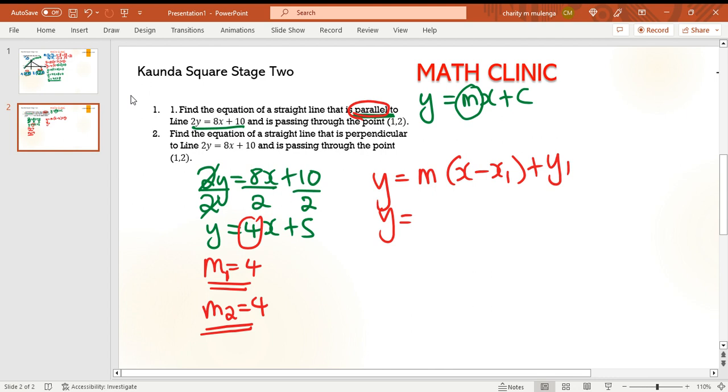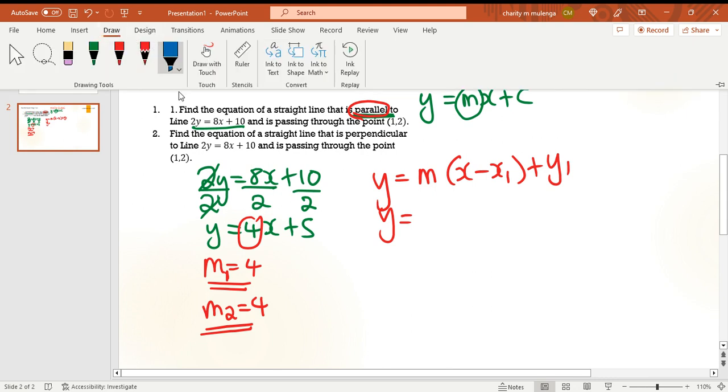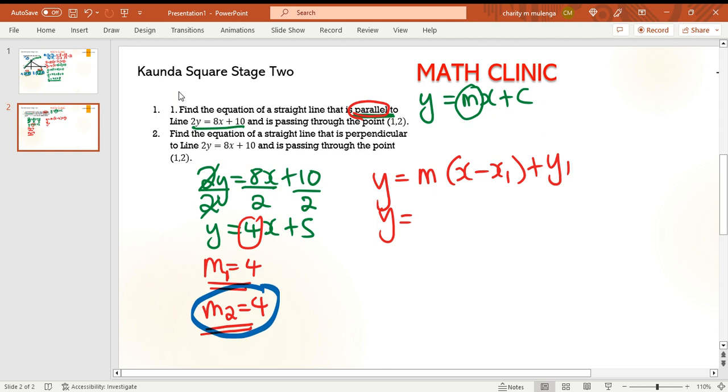So always remember, for parallel and perpendicular lines, the gradient you should always use is the second gradient. In this case, for parallel lines, the first and second gradient are the same, so I'll just get 4x minus, what are the coordinates it is passing through? The point 1 comma 2.